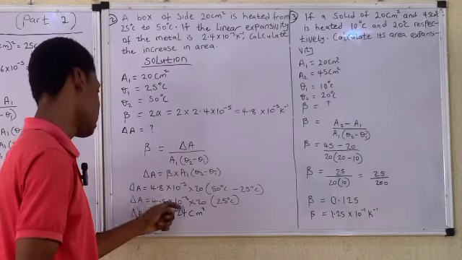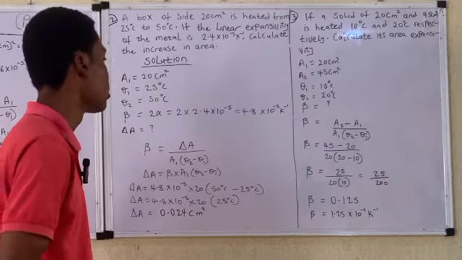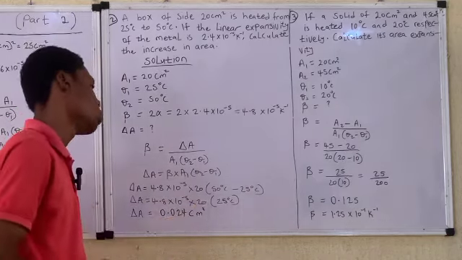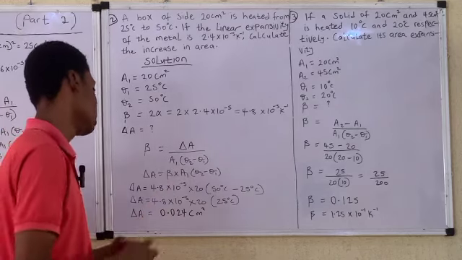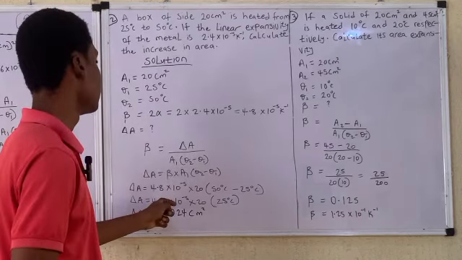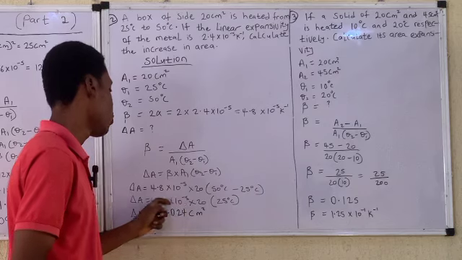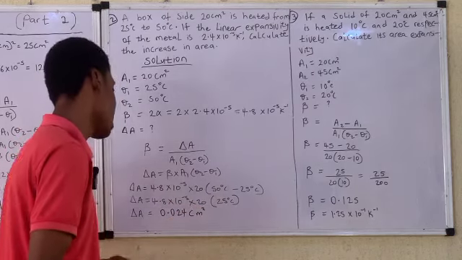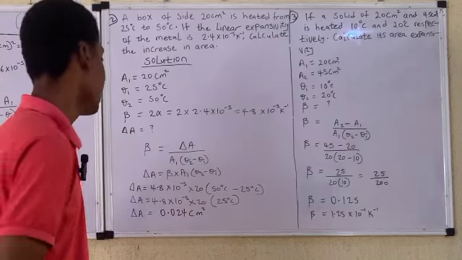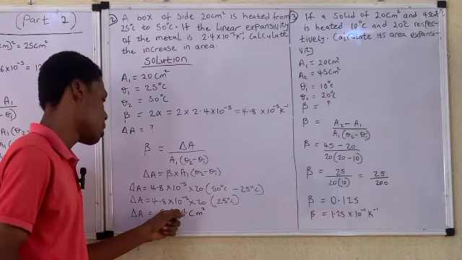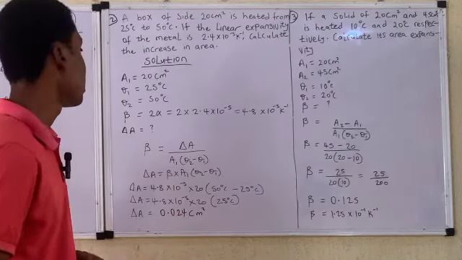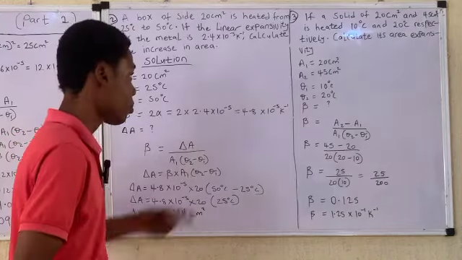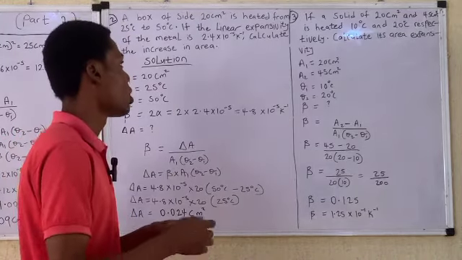So we have 4.8 times 10 raised to power minus 5 times 20 in brackets 25 degrees Celsius, or you can say times 25 degrees Celsius. So when you multiply 4.8 times 10 raised to power minus 5 times 20 times 25, we have our change in area to be 0.024 centimeter square. Now let's move to the number 3 question.